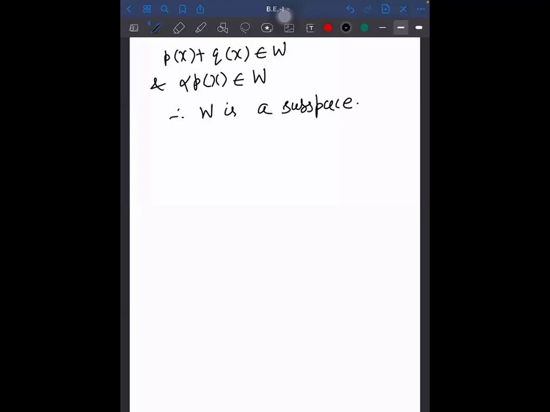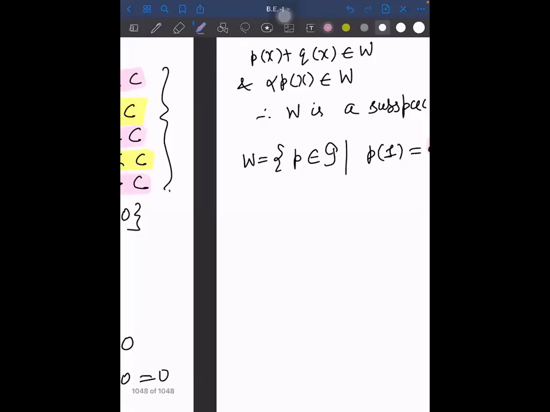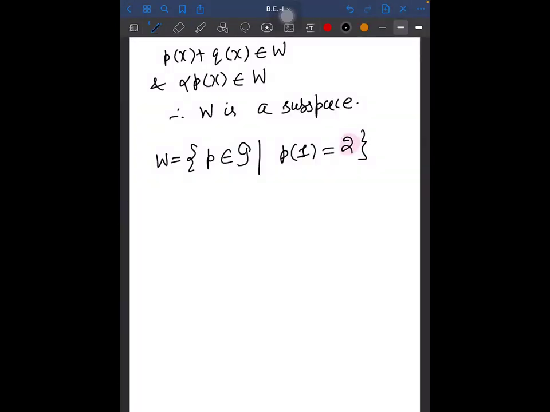Yes, sir. If instead of 0, I put 2 over here, will this make a subspace or not? Now this W is not going to be a subspace. For this, consider Px and Qx belonging to this W. Since Px and Qx belong to W, P must take value 2 at x equal to 1 and Q must take value 2 at x equal to 1.